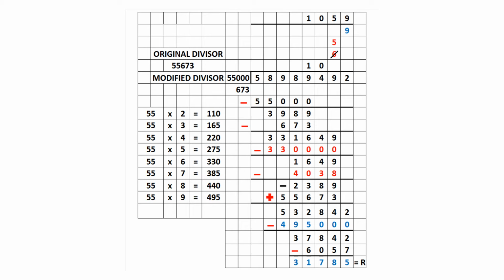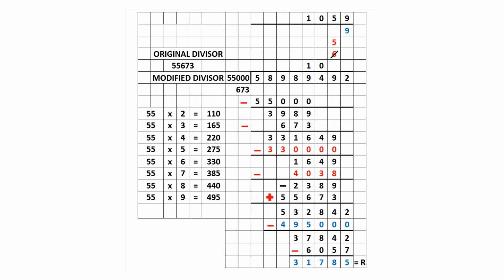1. We subtract 55,000 from that, and we get 3,989. Now we're going to do 1 times 673. Subtract that from 3,989, you get 3,316. Bring down the 4. 55,000 does not go into 33,164. Bring down the 9. Now, how many 55,000s go into 331,649?